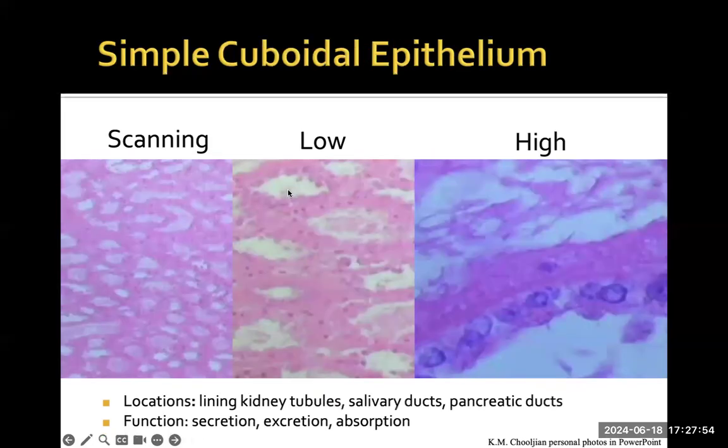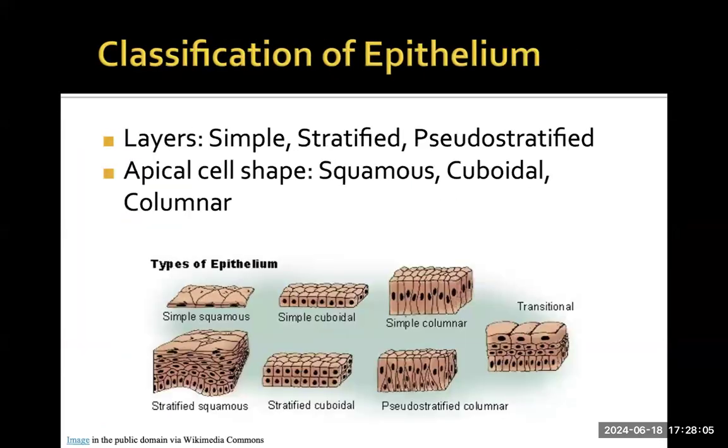Next is going to be simple cuboidal epithelia. So here, there's a picture of a kidney. So this is one layer of cube-shaped cells. Sorry, let me go back really quick and tell you guys.